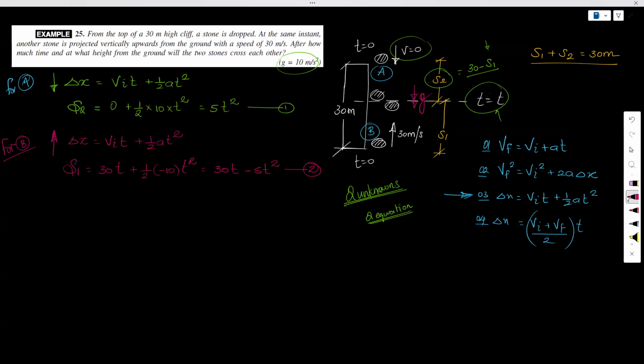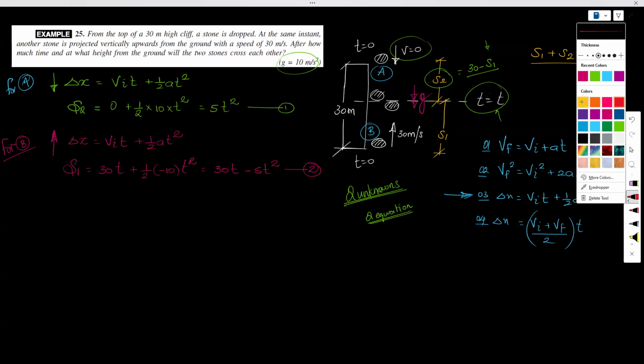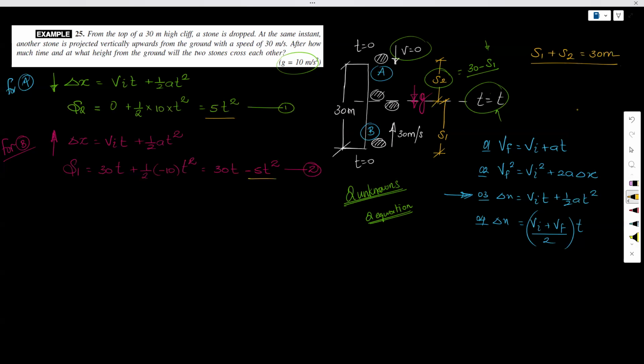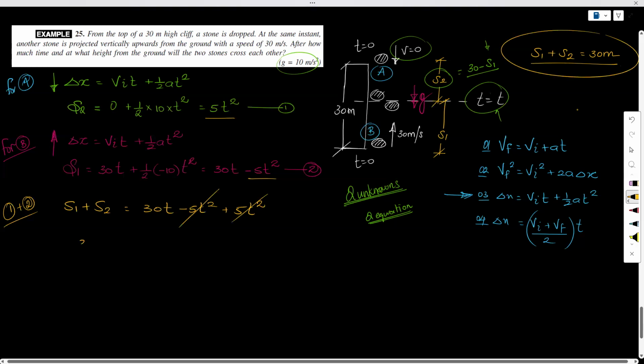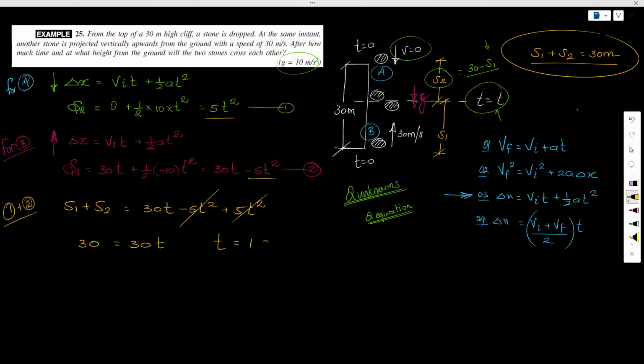Now that I have two equations, we can see that if I add the first and second equations, I can get rid of the 5t squared and minus 5t squared. So I add them: s1 plus s2 equals 30t minus 5t squared plus 5t squared, and these two cancel each other. We know s1 plus s2 is 30, so 30 equals 30t. From here, I can find t as 1 second. So they are going to cross each other in 1 second.